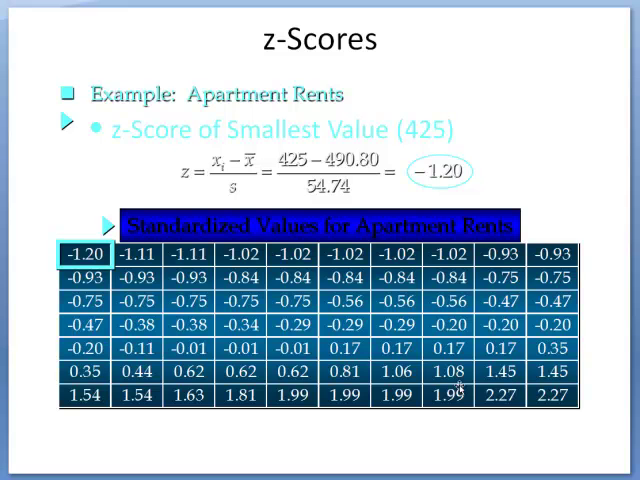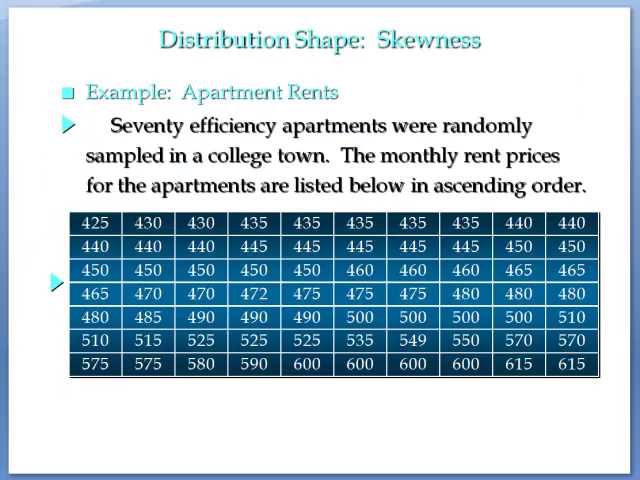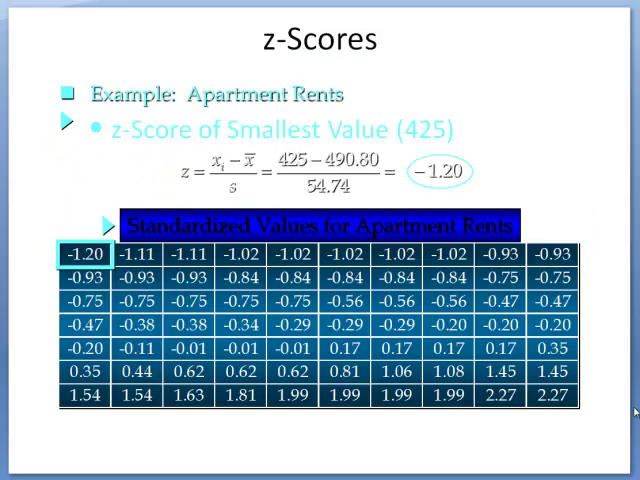So as you will see, look at this lower right hand corner. Let's go back to that. That's the data for 615. Since 615 is greater than the mean, we predict that its z-score will be positive. And indeed it is. It's 2.27. And what's more, it has the largest z-score in the sample, which is not surprising because 615 is the largest value and therefore will be the farthest away from the mean.